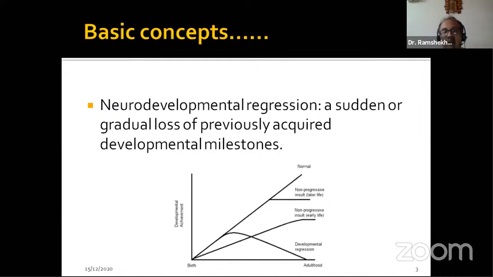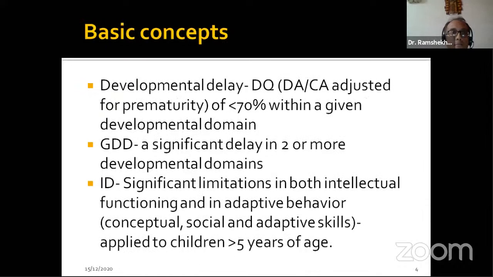As all of you are aware, with regard to adults more than 18 years of age, we talk about the process of cognitive decline as a dementia, but less than 18 years of age, we talk about loss of milestones, which may be previously acquired or from a previously attained level of functioning, in terms of neurodevelopmental regression. So neurodevelopmental regression, as you can see from the line diagram also, is nothing but a sudden or gradual loss of previously acquired developmental milestones.